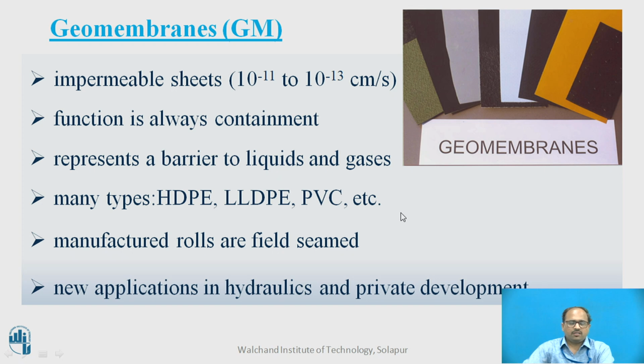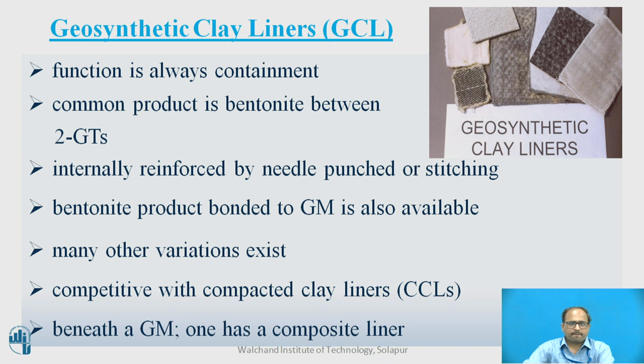And new applications in hydraulics and private development. GCL, geosynthetic clay liner. This geosynthetic clay liner function is always containment. A common product is bentonite between two geotextiles. It is a sandwich between two geotextiles, internally reinforced by needle punching or stitching, like this stitching.